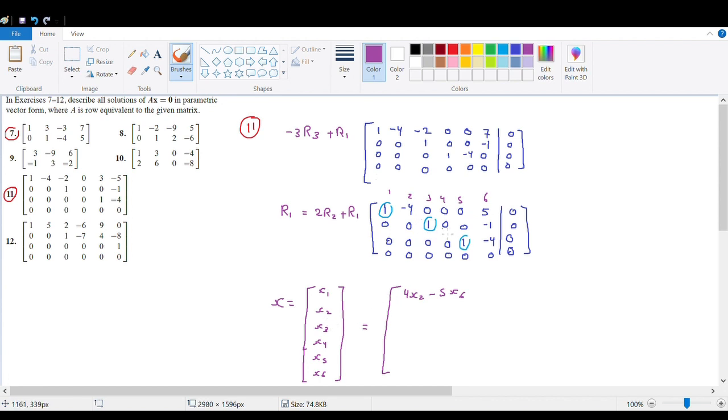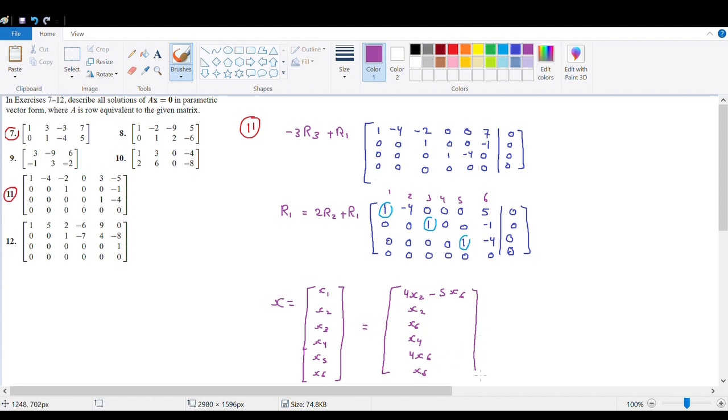Then x2 equals, since there is no x2 here, that means x2 is a free variable. For x3, it is equal to x6. Now x4 is here, there is no pivot for x4, so that means x4 is a free variable. x5 is this one, so x5 is equal to x6. And x6 is here, there is no pivot for this one, so it is x6.